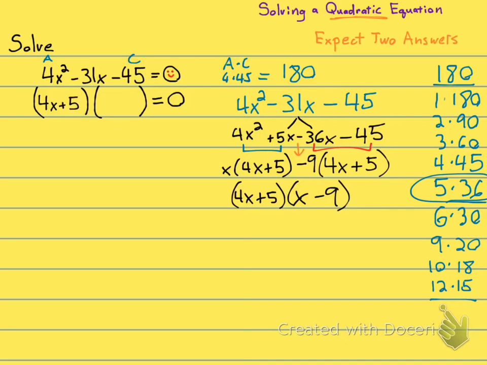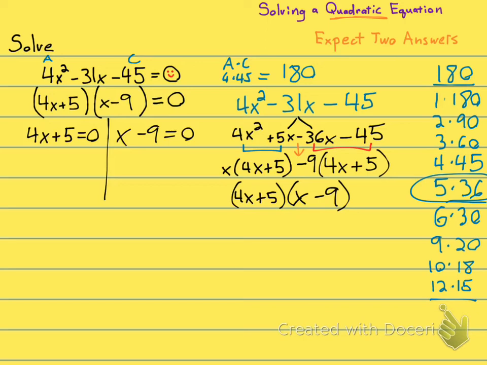I set it equal to 0, I factor completely. Next step, I set all of my factors equal to 0, because if this is 0, 0 times anything is 0, and if this is 0, anything times 0 is 0. So I set both of my factors equal to 0. 4x plus 5 equals 0. X minus 9 equals 0.